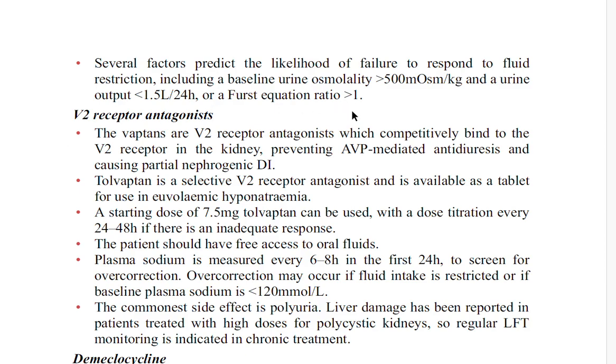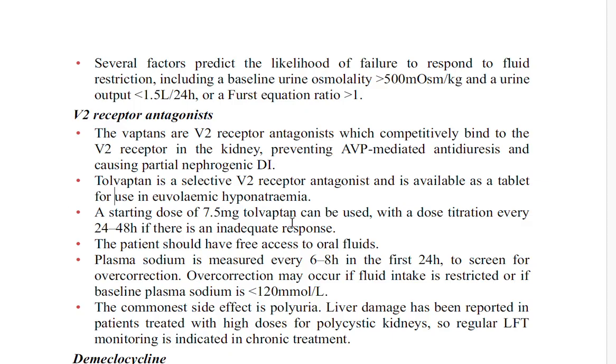And then there are the V2 receptor antagonists, the vaptans. These vaptans are also commonly used in practice for SIADH. The vaptans are V2 receptor antagonists, which competitively bind to the V2 receptors in the kidney, preventing AVP mediated antidiuresis and causing partial nephrogenic diabetes insipidus. So here, if we give vaptans, they will lead to more fluid being removed out of the body. Tolvaptan is a selective V2 receptor antagonist and is available as a tablet for use in euvolemic hyponatremia. So this is one of the tablets we use in SIADH.